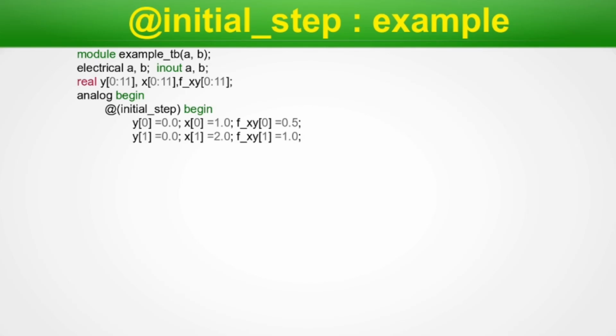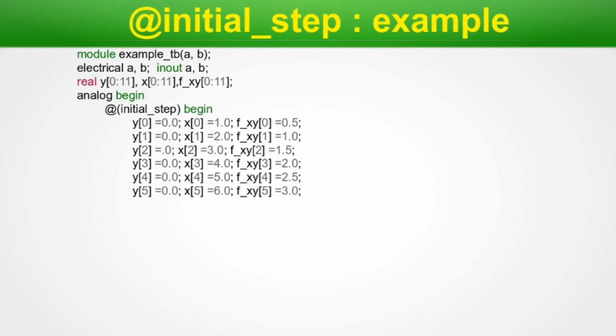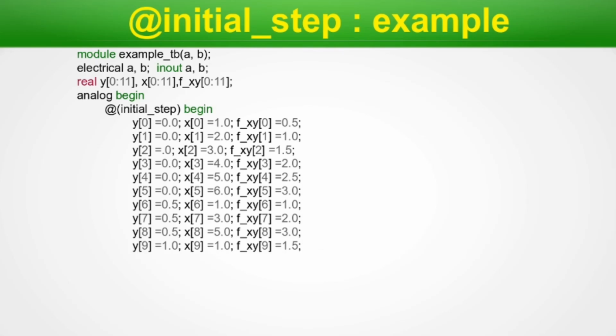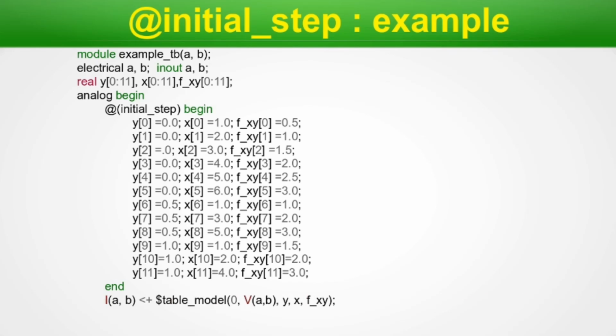Similarly, for index 1 here, we define all index 1. So this is how we are defining a lookup table here for the function xy for the x and y. We keep on defining the elements here in the initial block, and then we come to 0 to 11. We are done with the definition. So we have defined the lookup table of the function xy for various x and y values. And here we close the initial step definition. Okay. Here we write our contribution statement and we close our analog block. So we close the end module.